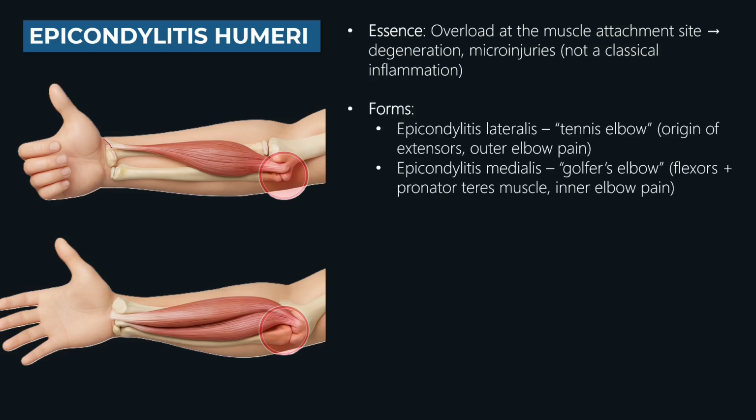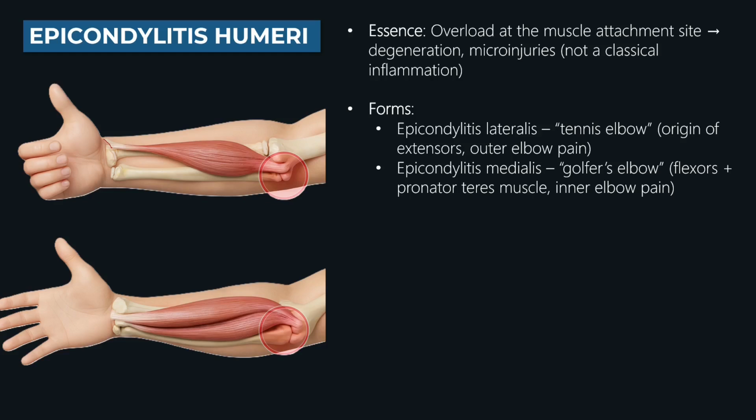Two main forms are distinguished. Lateral epicondylitis, better known as tennis elbow, involves the origin of the extensor muscle group at the lateral epicondyle. The short wrist extensors are often the main source of pain. The other is medial epicondylitis, or golfer's elbow, where the flexors and the pronator teres arise from the medial epicondyle. The two forms behave like mirror images. The lateral one causes pain on the outer side, the medial one on the inner side.